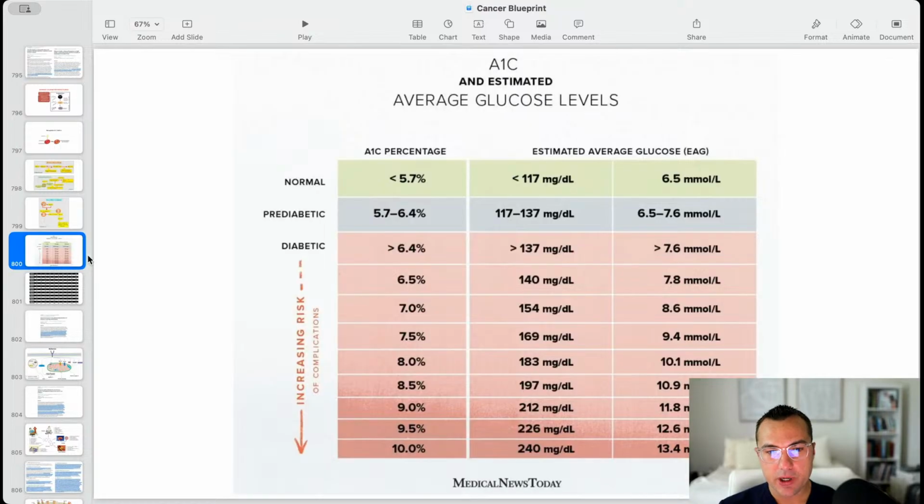And they have these pretty cool calculators for the A1C and an estimated average blood glucose, in both milligrams per deciliter and millimoles per liter.